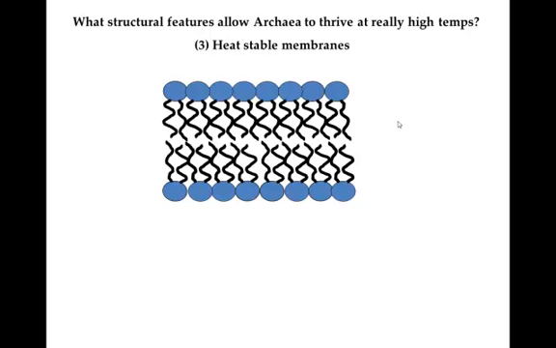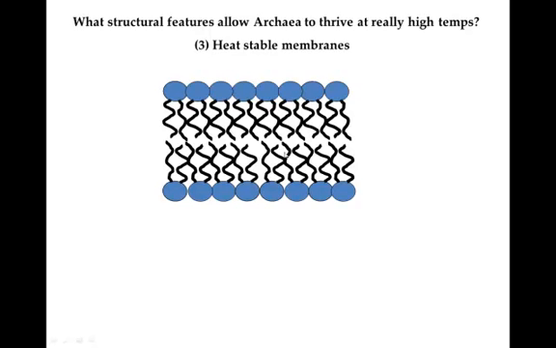Now, in addition to heat-stable proteins and heat-stable DNA, archaeal organisms also have heat-stable membranes. So we're going to take a look at how these membranes are organized. But before we do that, let's revisit what your typical bacterial or eukaryotic membrane looks like. You'll remember that in bacteria and eukarya, there's a phospholipid bilayer. So you have your phosphate heads, which are hydrophilic here, and your lipid tails that come together and are held together by hydrophobic interactions.